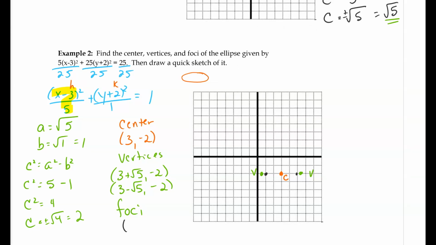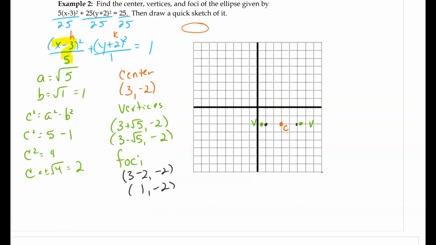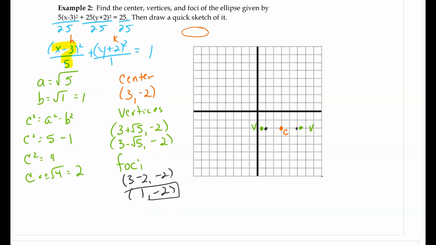We're going to go 3 minus 2, negative 2. What does that give us? That's 1, negative 2. And that's one of our foci, and then we're going to have 3 plus 2, negative 2, and that's because our y's don't change. And that's 5, negative 2. So those are our 2 foci.